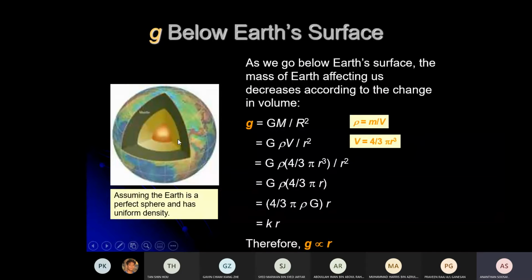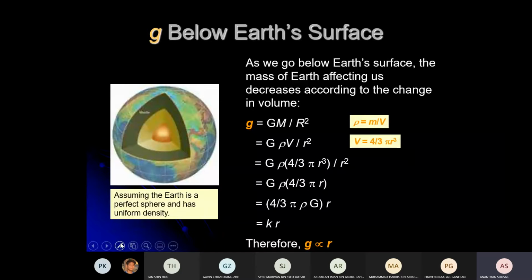G below Earth's surface. We go into the center of the Earth. This is the derivation which explains why G drops as we go deeper into the center of the Earth. Okay, let's work out this. As we go below the Earth's surface, the mass of the Earth affecting us decreases. The mass below you is the one responsible for gravity.